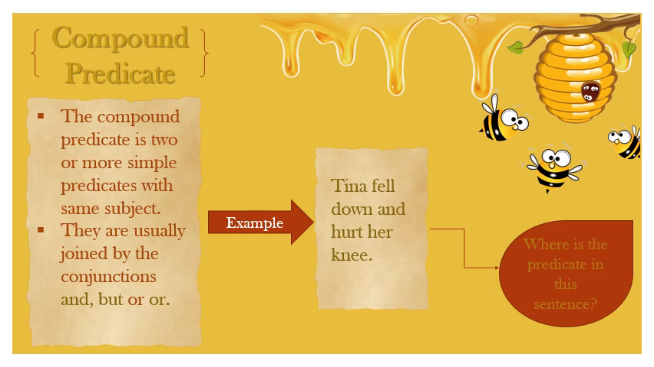So the compound subject, again, we repeat, is when I have in the subject more than one simple subject joined by one of the conjunctions "and" or "or". When I say that I have a compound predicate, the predicate includes two or more simple predicates, two or more verbs, that are joined with the conjunctions "and", "or", "but".